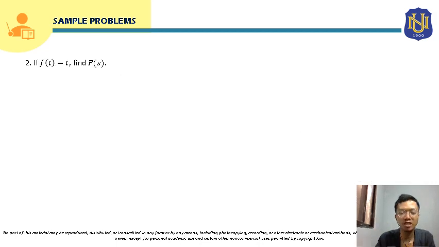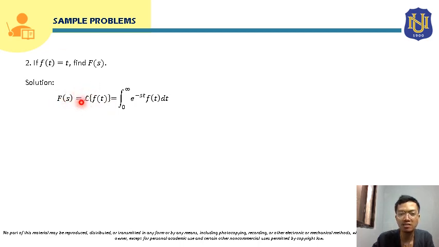For number 2, the given here is f of t is equal to t, and we're going to find its f of s, or its Laplace transform. So this is the time variable function given here, and this is equal to t. Okay, so to solve this, we're going to use our formula for f of s.